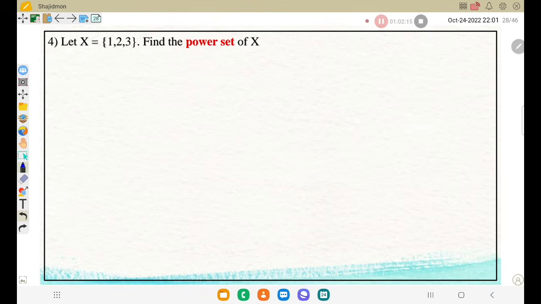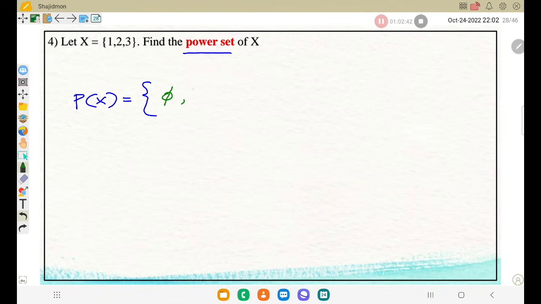X equal to set {1, 2, 3}. Find the power set of X. Power set, we discussed power set. Power set of the set X. What is the meaning of power set? Set of all subsets, correct? So what are the subsets of that set? What is the first subset? Empty set. The empty set is a subset of all sets.